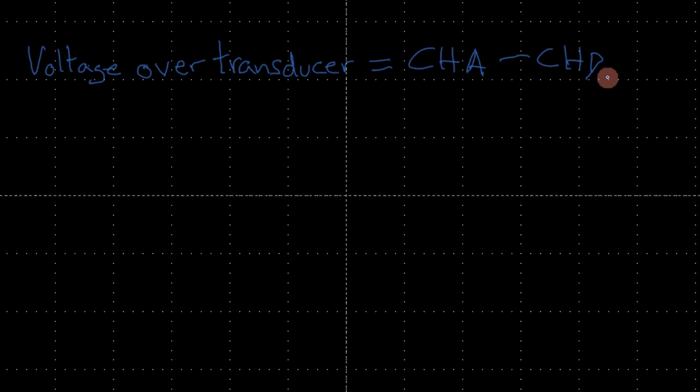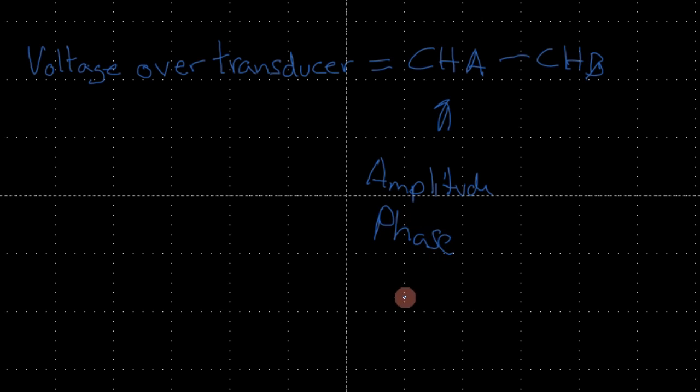The voltage over the transducer equals channel A minus channel B. You have to do that in the program. You can't use the RMS values because these voltages are actually time varying. They have an amplitude and they have a phase.